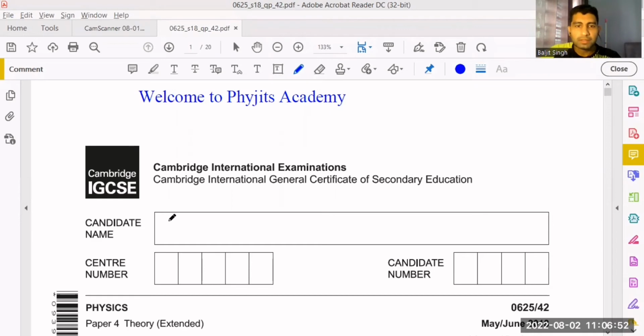So let us discuss today how to answer IGCSE questions. Today I will be focusing on one of the past year papers, which is May-June 2018, variant 4.2. It is the theoretical Paper 4 for extended students. Students who are taking extended papers will be doing this paper.